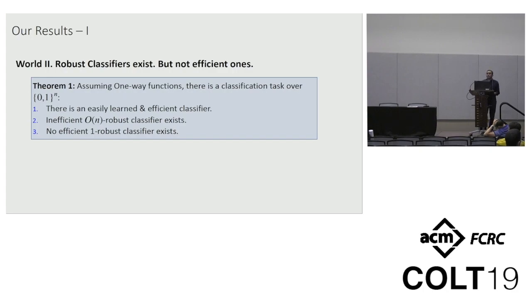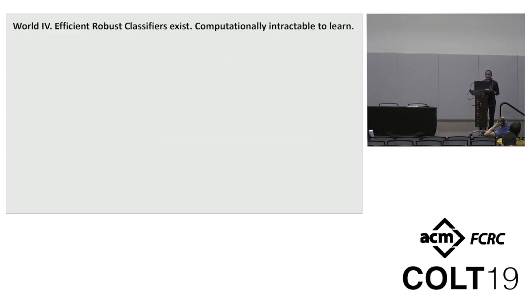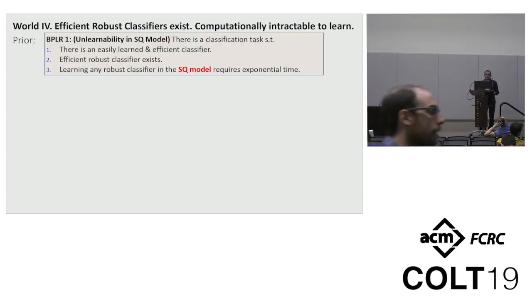That is, I can perturb one bit of the input such that no efficient classifier is able to classify these correctly in a robust sense. Okay. The second result we show is in this world of learning robust classifiers. So BPLR showed two results in this world. So one, they showed classification tasks in the SQ model, where efficient robust classifiers exist, but learning them takes exponential time. So for those of you who don't know SQ, it's basically a restricted form of computation where you are only allowed a certain form of learning queries.